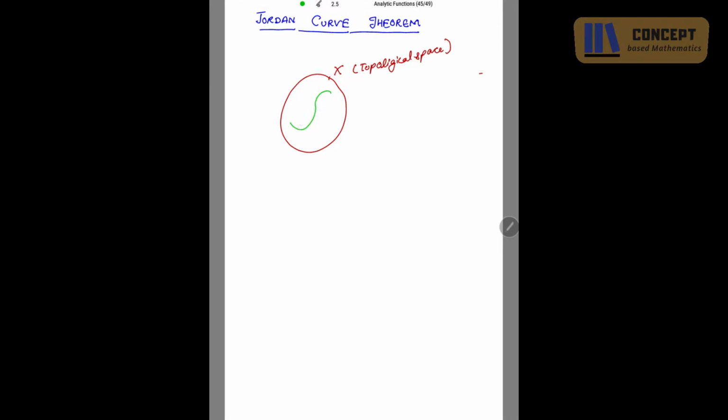By this curve we mean a continuous function. Let that function be gamma. This is a function from the closed interval [a, b] to this topological space X, where a and b are real numbers, and a is less than b.